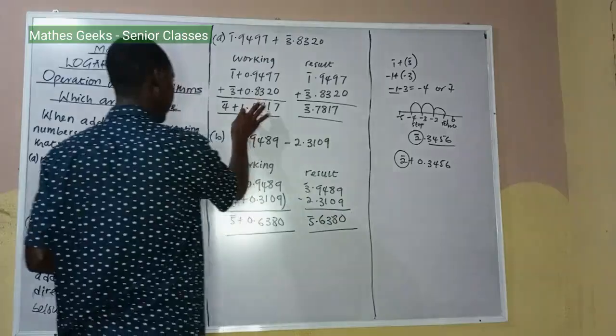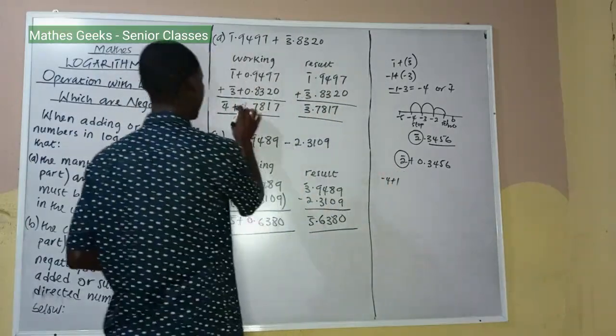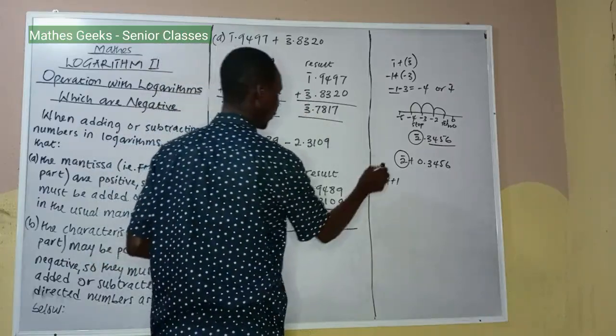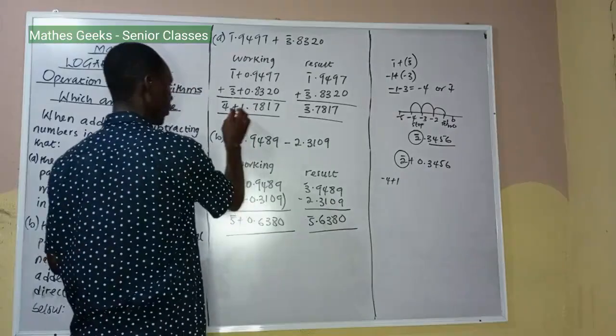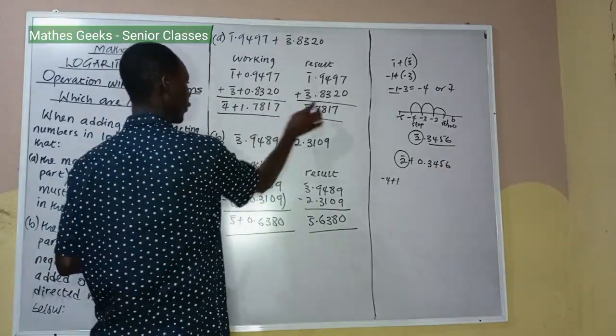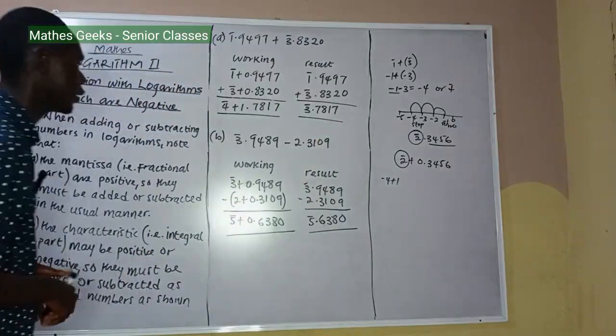Now the final answer, remember, here is plus 1, so bar 4, which is minus 4, plus this 1, gives us bar 3. So here finally is bar 3. When we put it together, it becomes bar 3.7817, which is what we have here, bar 3.7817. So that's how we go about it.